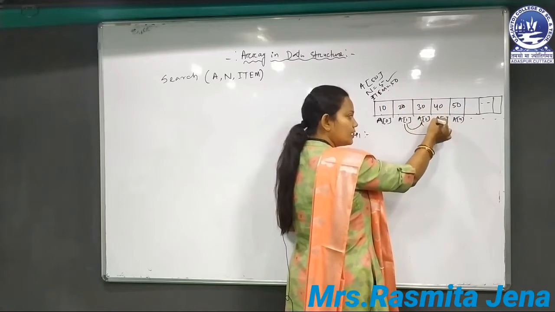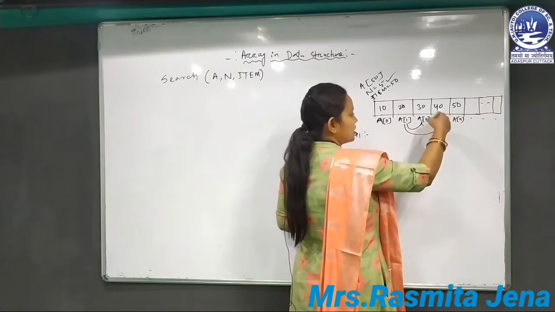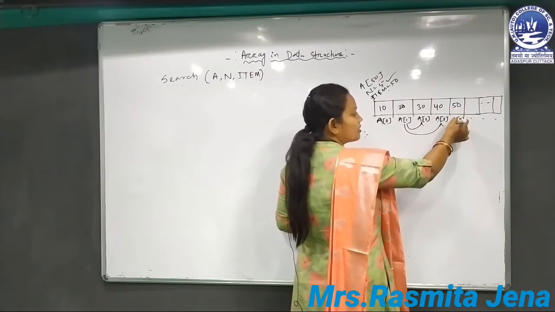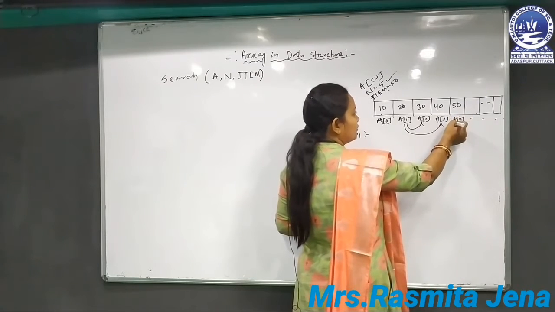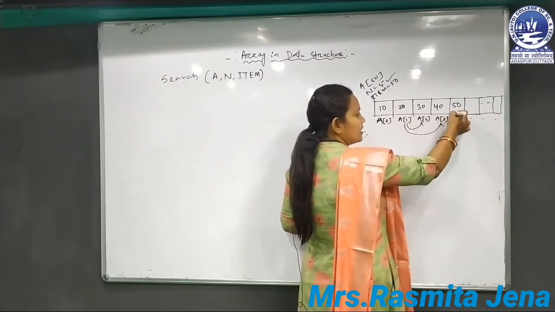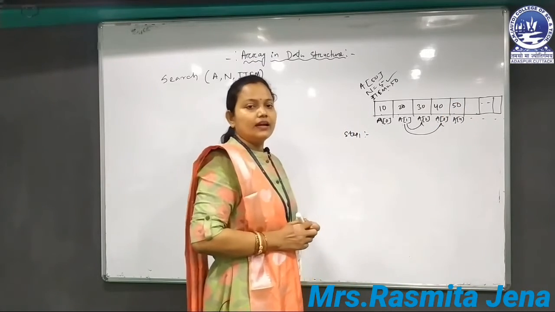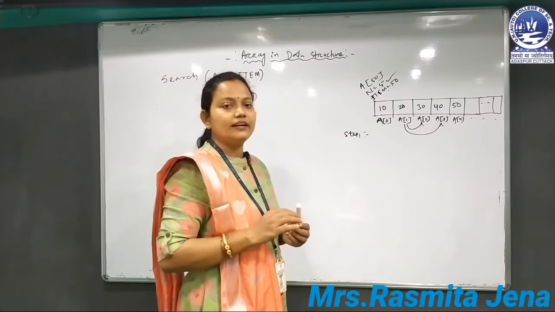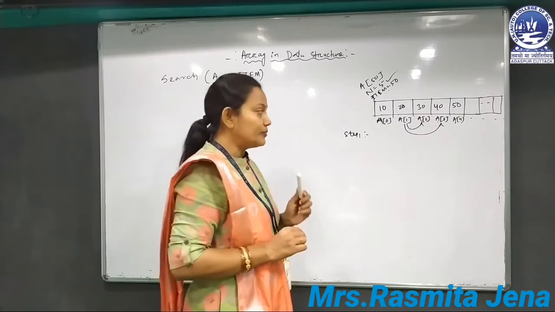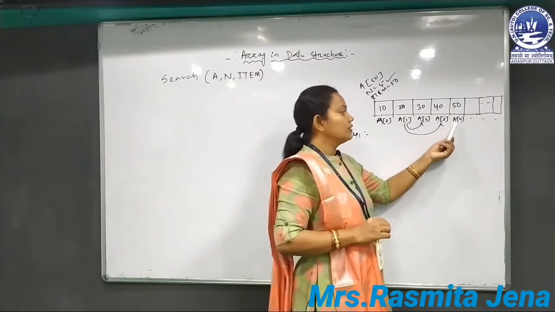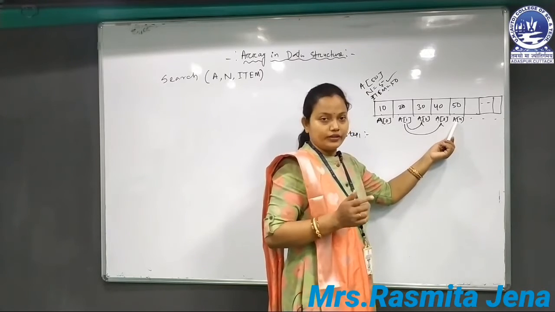If it will not match, then again we increment the counter variable value and compare with A of 4 with item, and it will match. Then when we get our matching item in the linear array, at that point we will return the index number or location where we get the item.